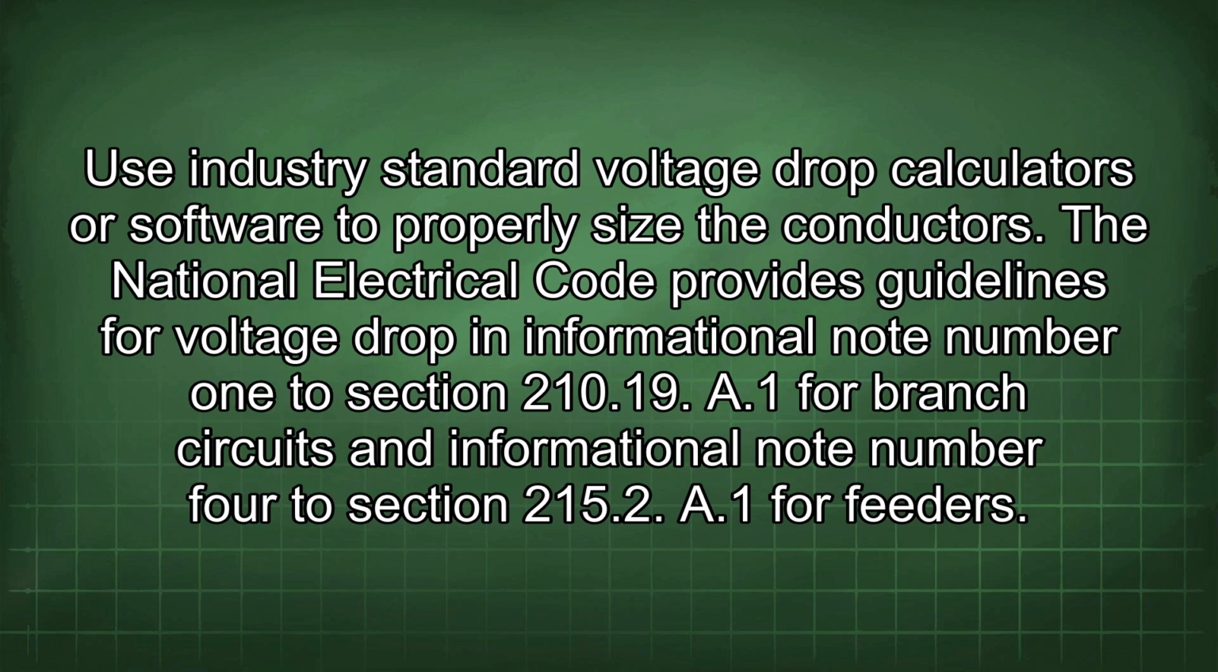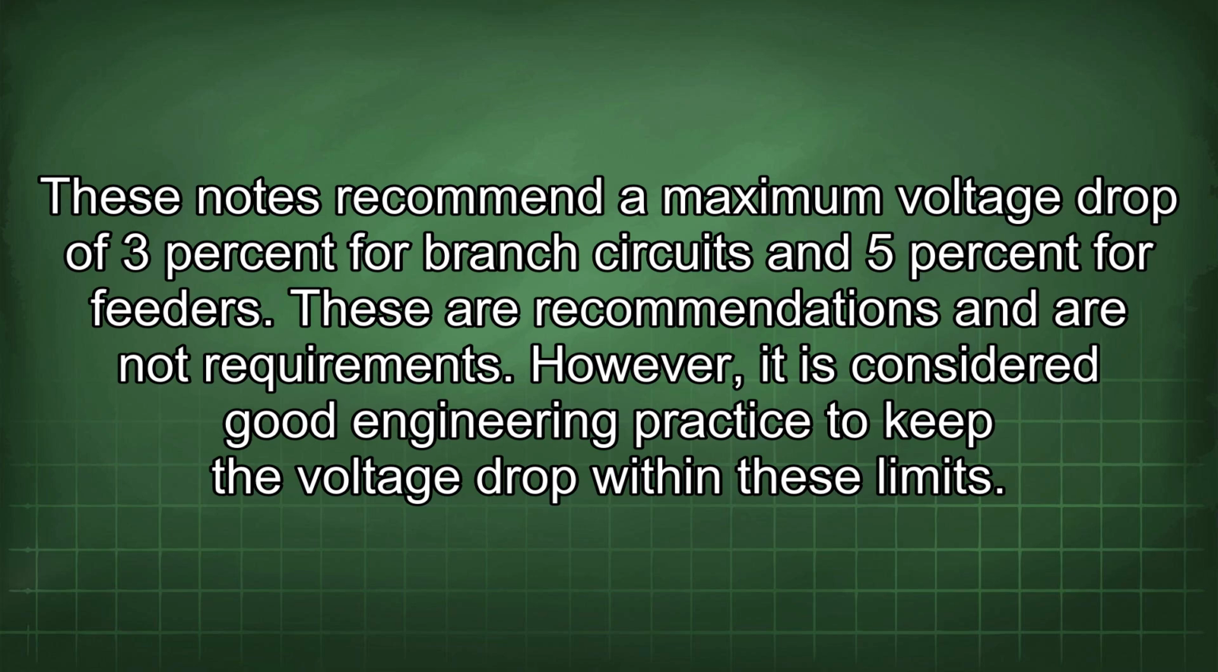The National Electrical Code provides guidelines for voltage drop in Informational Note Number 1 to Section 210.19(A)(1) for branch circuits and Informational Note Number 4 to Section 215.2(A)(1) for feeders. These notes recommend a maximum voltage drop of 3% for branch circuits and 5% for feeders. These are recommendations and are not requirements. However, it is considered good engineering practice to keep the voltage drop within these limits.